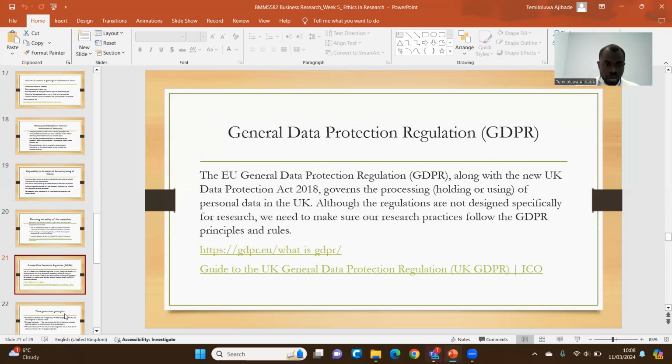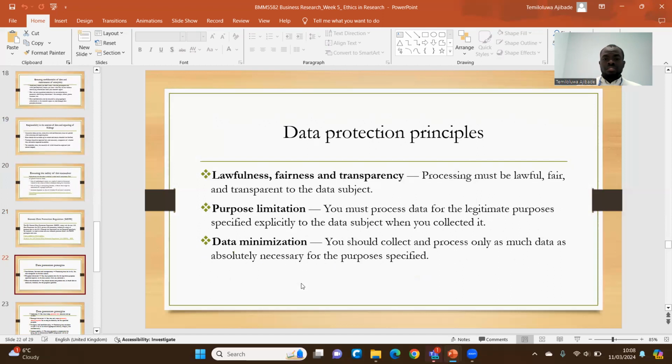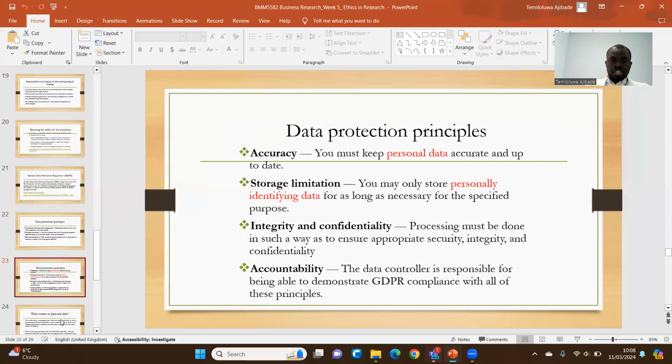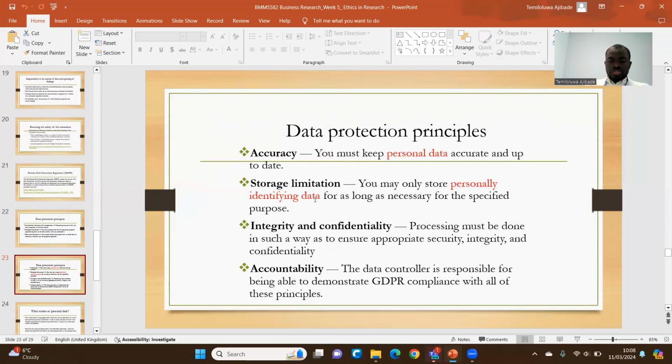and we will not get entangled into any ethical dilemma. All right. So now another thing is, when it comes to data protection principles, there are some principles that guide data protection. You have lawfulness, fairness, and transparency. You have the purpose limitation, data minimization, accuracy, storage limitation, integrity and confidentiality, and accountability. These are the principles in the data protection, that's the GDPR, the General Data Protection Regulation.